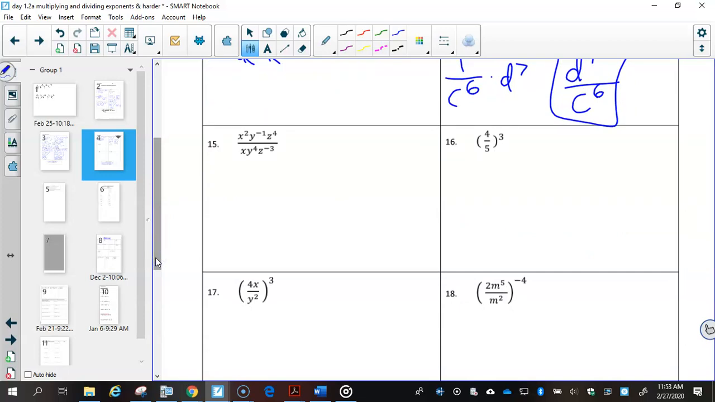Right? What about this one? Do we have like bases here? Yes. We have x's, we have y's, we have z's. So we have x to the 2 minus, what is our exponent here? 1. Y to the negative 1 minus 4. And z to the 4 minus negative 3.